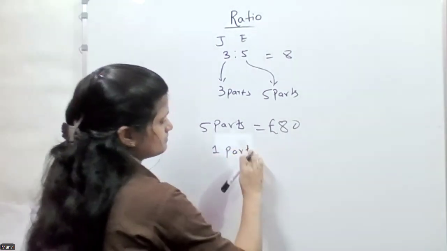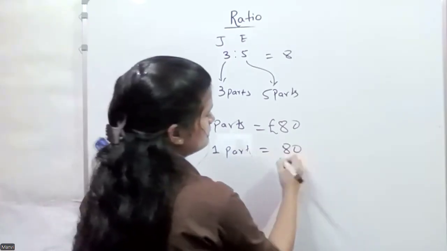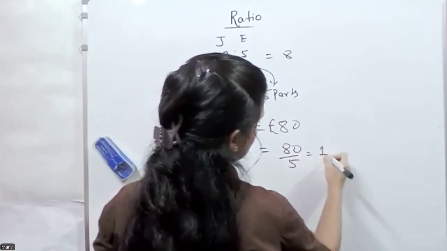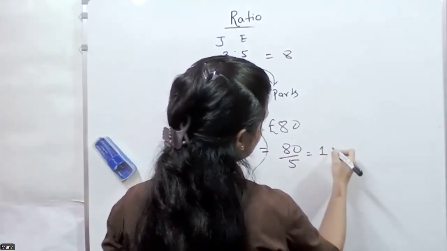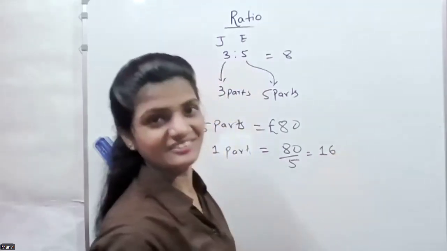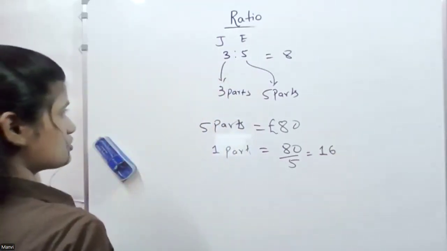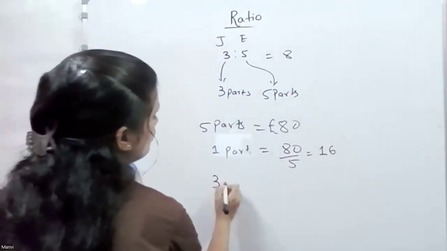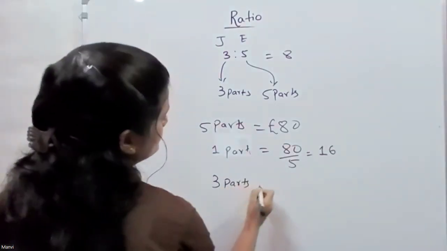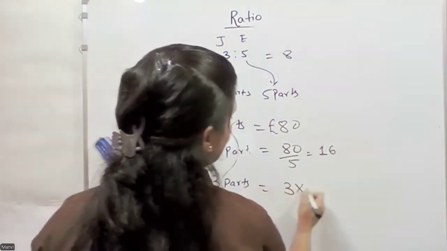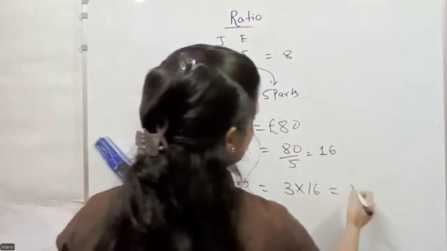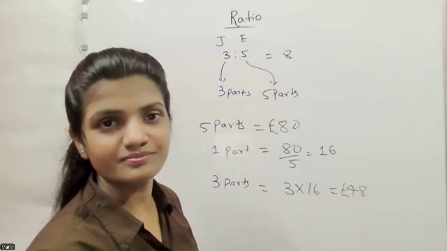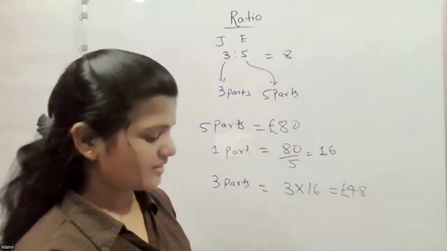80 divided by 5, which is 16. Very good. So they ask about John, which means we need to calculate the value of 3 parts, which will be 3 times 16, which is 48 pounds. Correct? Very good.